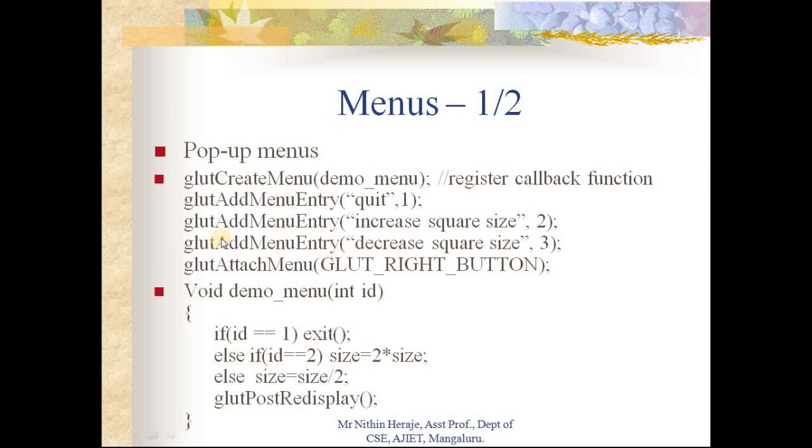Similarly for this. Here glutAttachMenu with GLUT_RIGHT_BUTTON says that when you click the right mouse button, this particular menu will be attached and displayed, and based on what you select, either 1, 2 or 3, these operations will take place. If it is 1, you exit. If it is 2, you increase the square size, so size equals 2 times size, that is doubling. Here you are reducing it by 2, so decrease the square size.